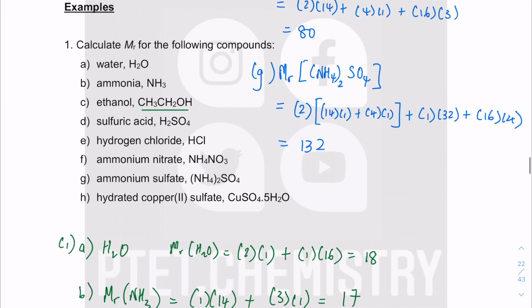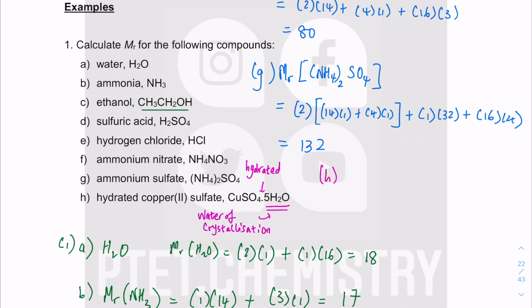Last but not least, part H looks scary looking, but it's actually not too bad. The dot means it is hydrated because it has got water of crystallization. So these are called water of crystallization. They are actually part of a solid. They crystallize within as part of the solid. You will learn more about these.